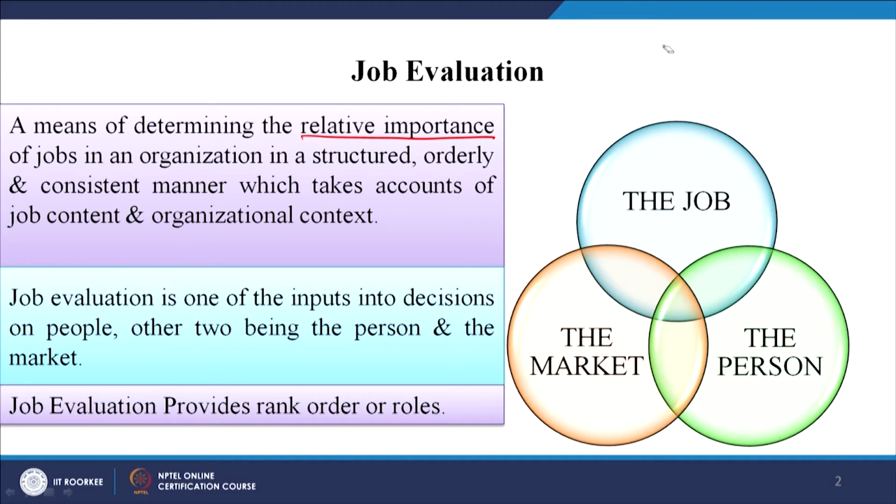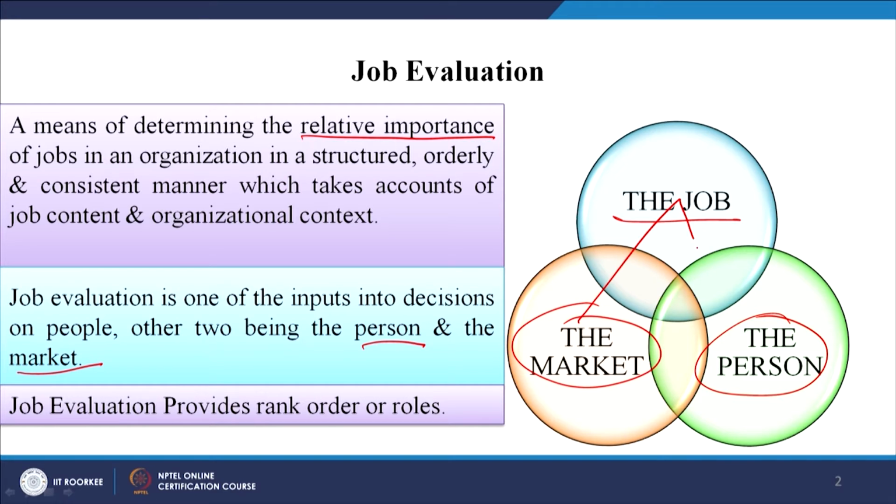Now, here you will see the job, and whenever we talk about the job, whatever the job is, how it is related with the market and how it is related with the person becomes very, very important. So, the person and the market, along with the nature of the job. This particular connect will create the job evaluation process in a very strong way.